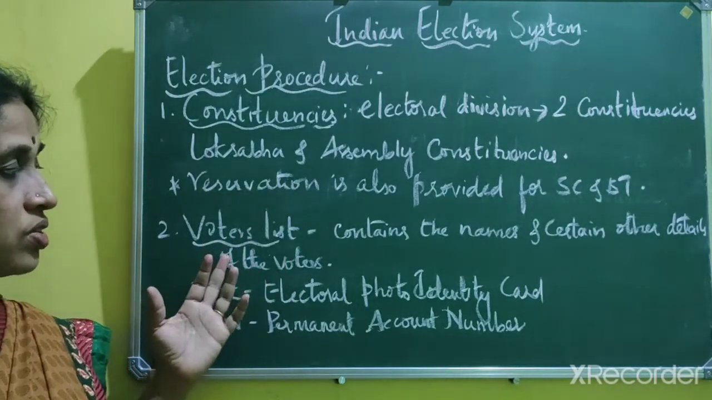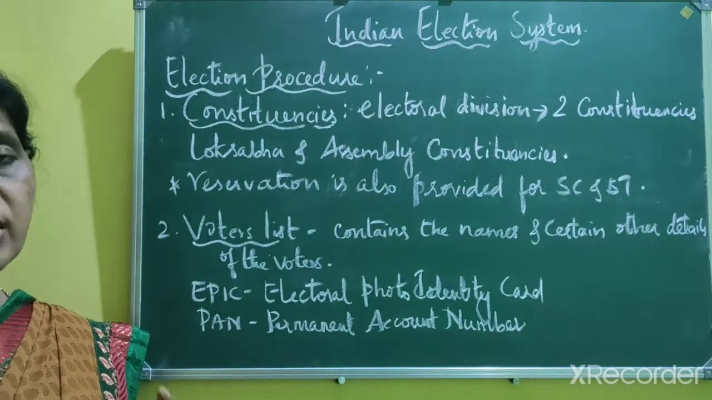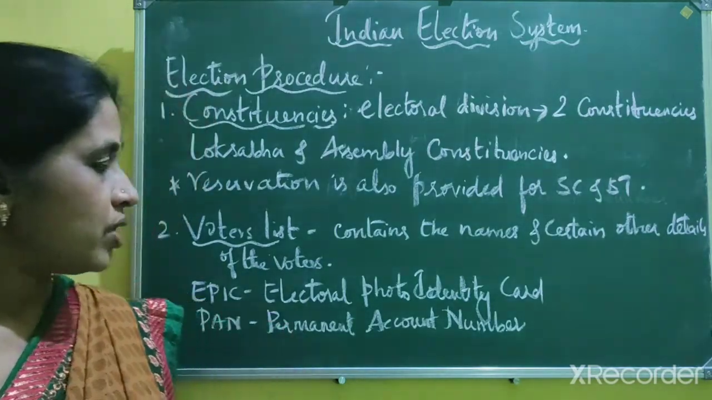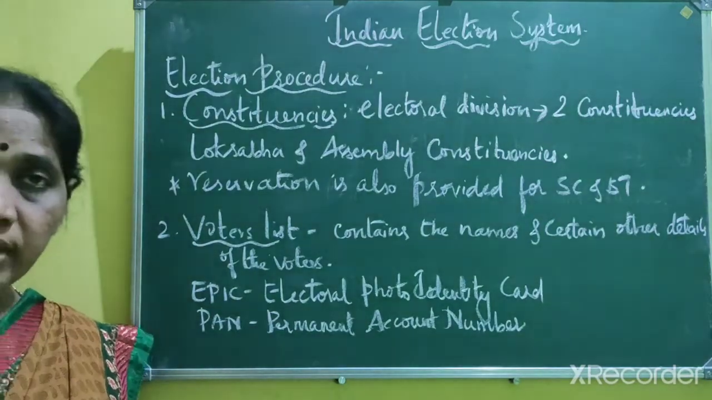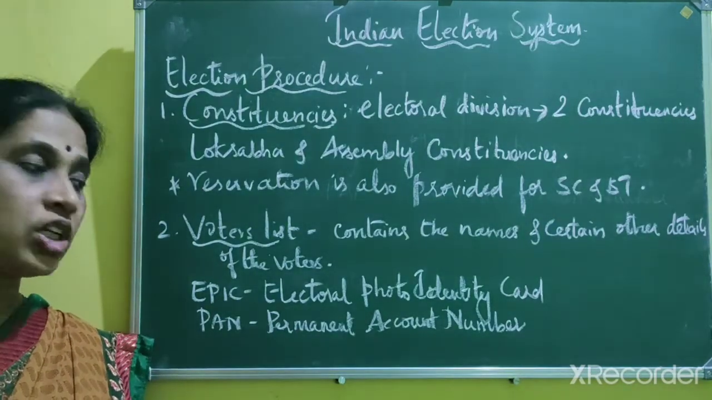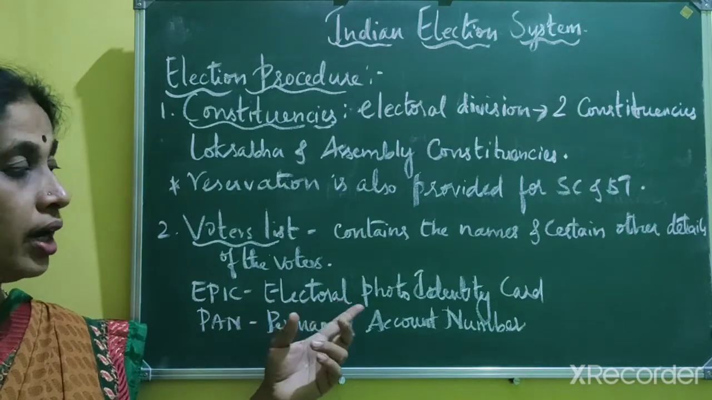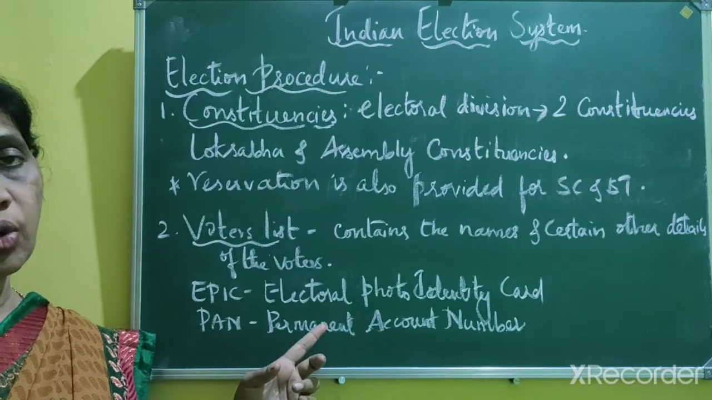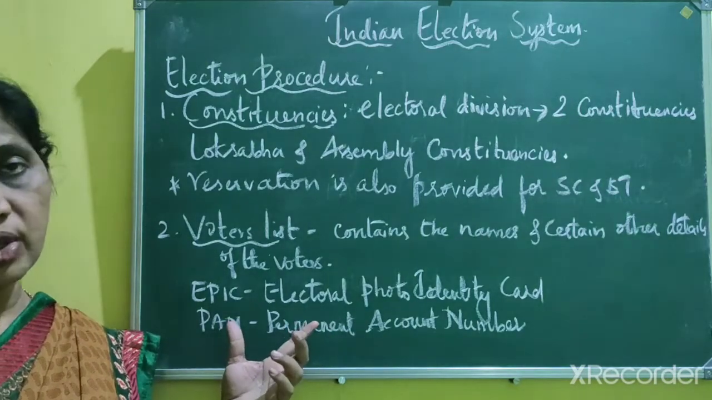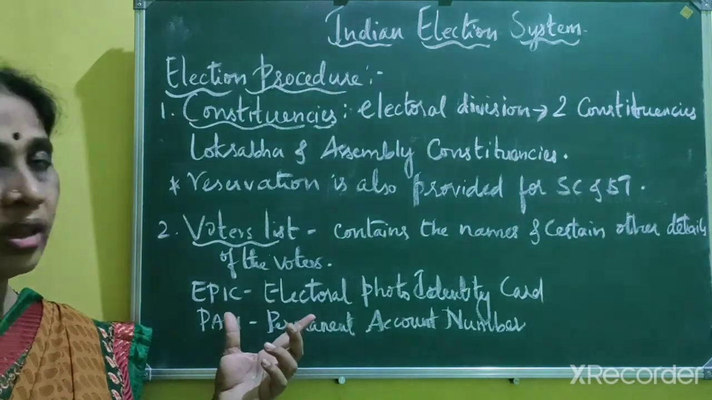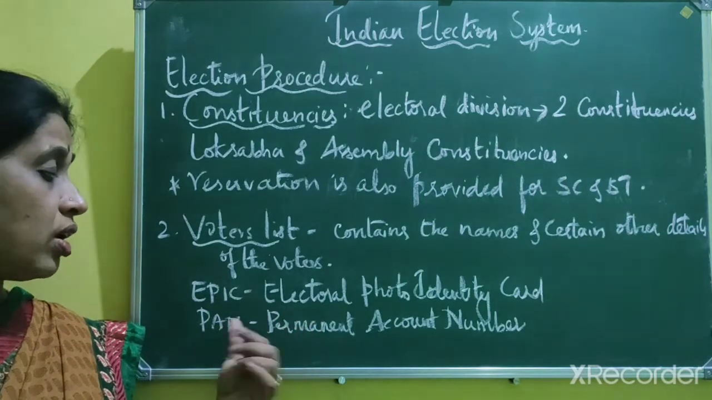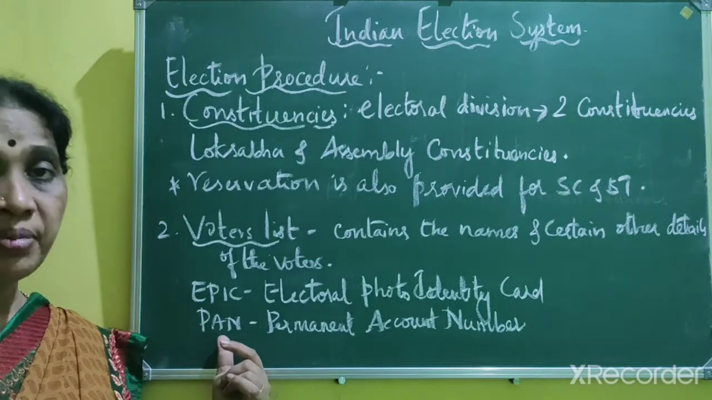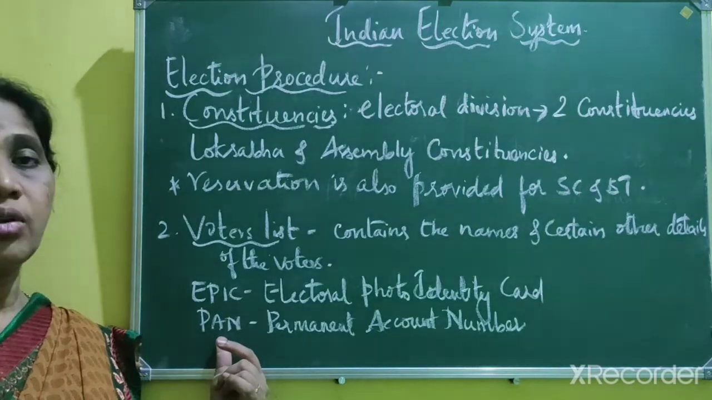So the voters list is a list which contains the details, that is names and other details, of the voters, and it is called the electoral roll. It is prepared by the election commission, and after that it issues the voter identity card, the electoral photo identity card. When the individual goes to cast the vote, they have to show it to the officers. If not, they can show even the PAN card, driving license, or passport as proof when they cast their vote.